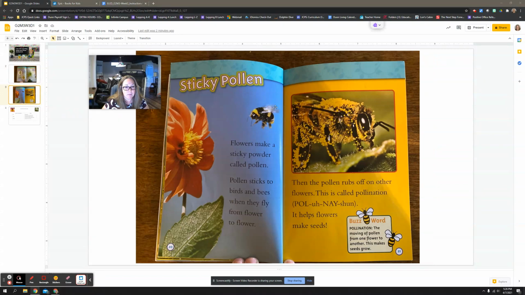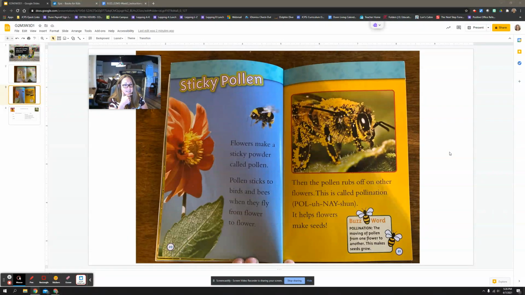All right, sticky pollen. Flowers make a sticky powder called pollen. I think that's it right there. Pollen sticks to birds and bees when they fly from flower to flower. Then the pollen rubs off on other flowers. This is called pollination. It helps flowers make seeds.